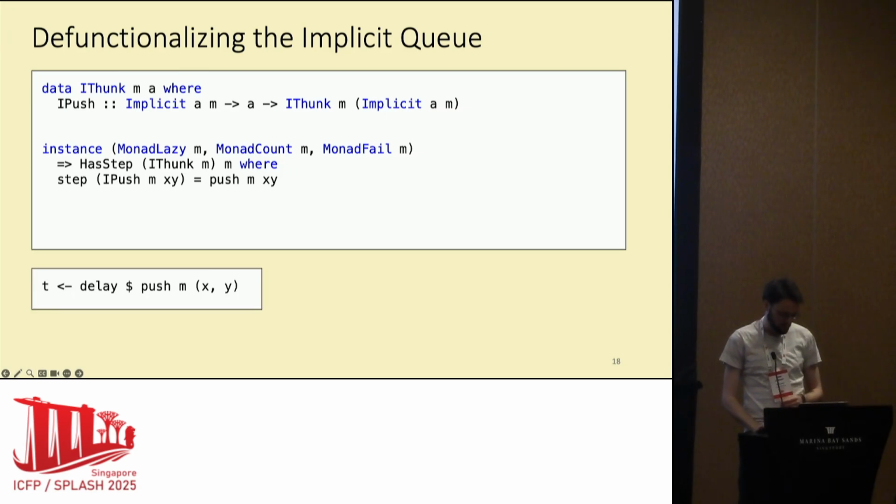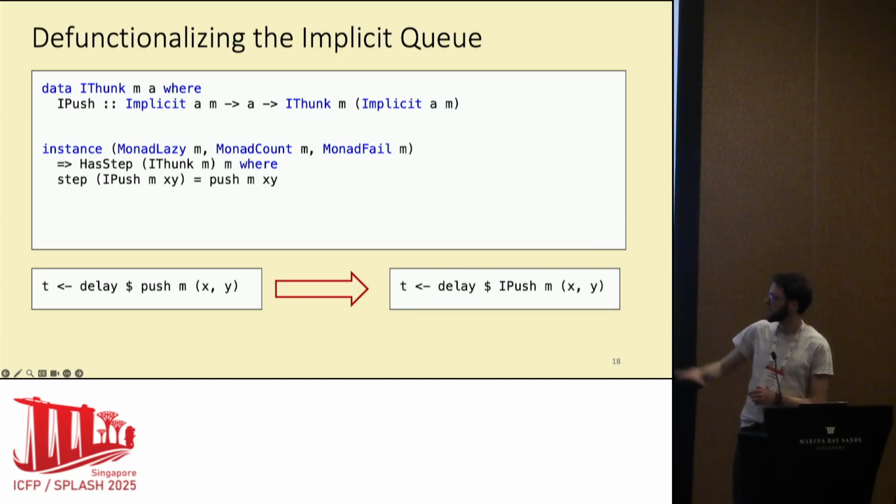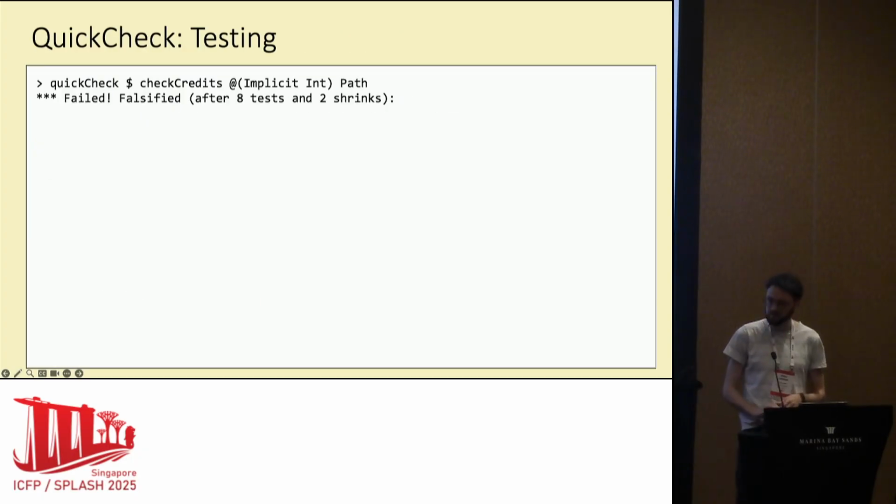And then in my code, instead of delaying the actual computation, push x, y into m, I instead just add this constructor. I've added a little bit of indirection here, but the effect is that I now have a constructor in my thunks, and I can print a constructor, whereas I could not print the computation beforehand. And with this, I can actually now get some counterexamples.